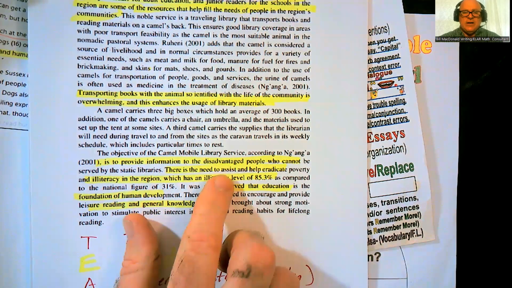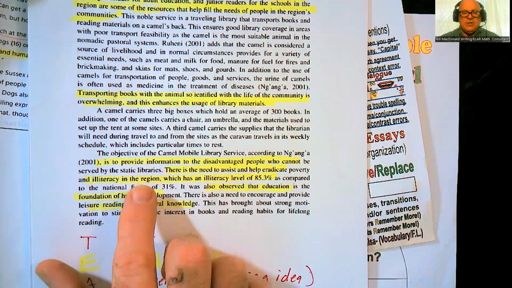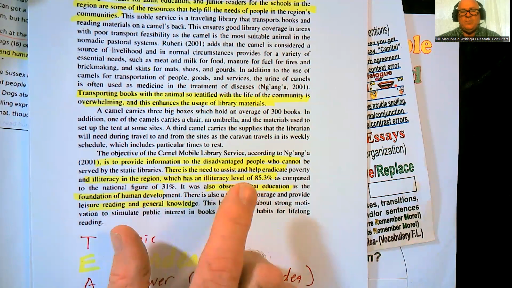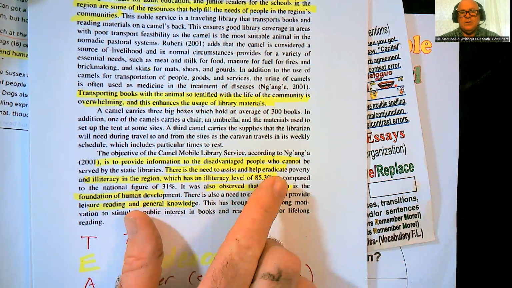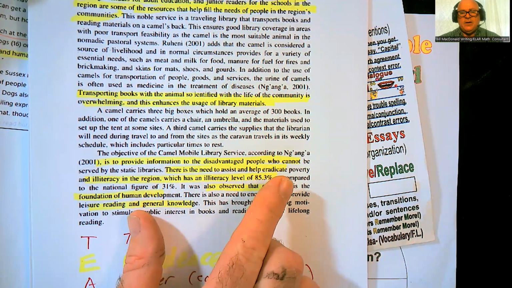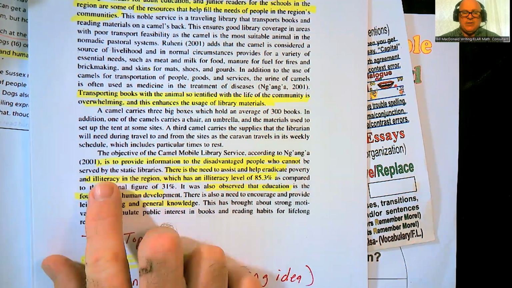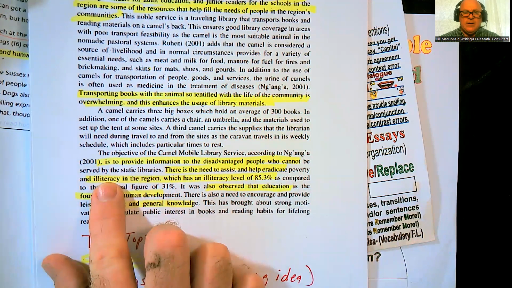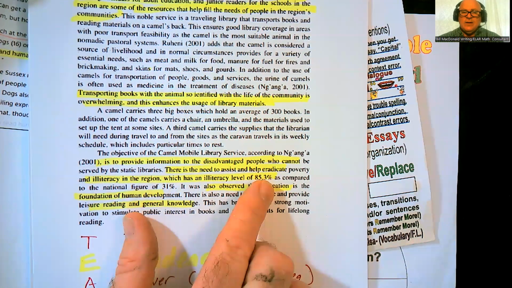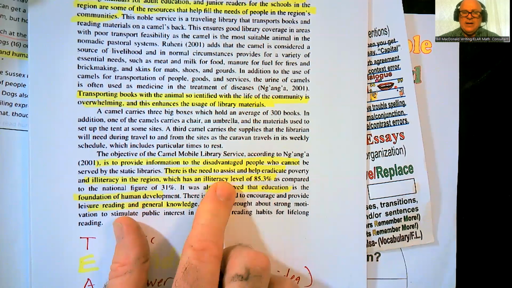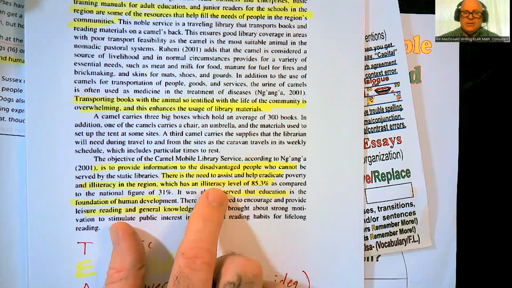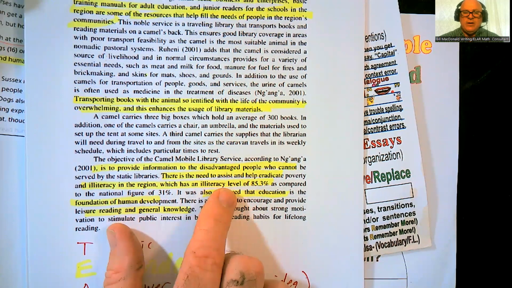There is a need to assist and eradicate poverty and illiteracy in the region. Okay. So it helped get rid of, or at least impacted in a positive way by lowering the poverty rate, the illiteracy rate, which if the people look it up, you see here it's 85% of the people in that region were illiterate. So when your kids look that up, they'll see that it means that they don't know how to read.